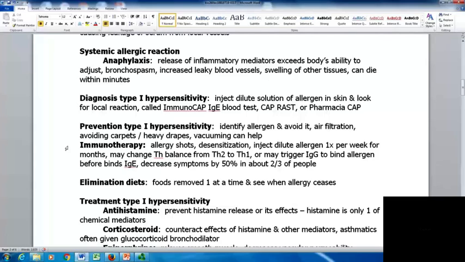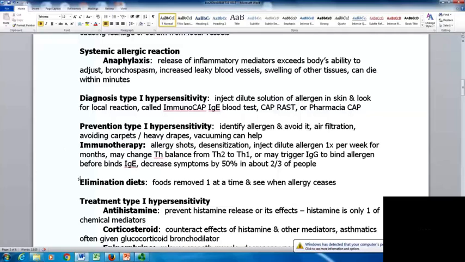Immunotherapy, this is going to include allergy shots. The goal of this is desensitization. You inject a dilute allergen once a week for several months. This may change the TH balance from TH2 to TH1. Or it may trigger IgG to bind the allergen before it binds IgE. We find that these will decrease symptoms by about 50% in 2/3 of people.